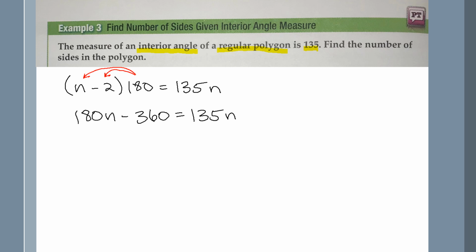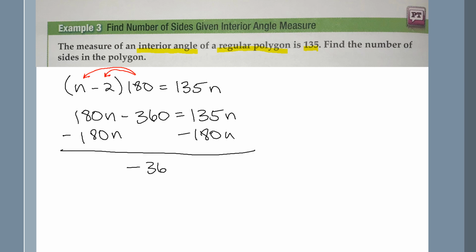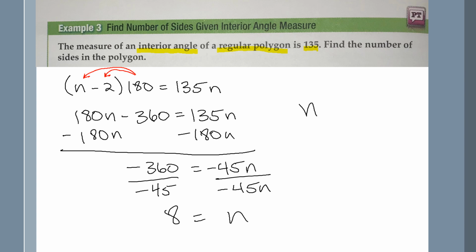So now I can do some algebra. I've got to get all of my values away from the 360, right? So I've got to get all the n's to one side. So I'm going to go with minus 180n. And I'm going to end up with a negative value here, and that's okay. So because we've got negative 360 here equals negative 45n. So I'm going to divide each side by negative 45. And I end up with 8 is equal to n. So my answer is the number of sides equals 8.